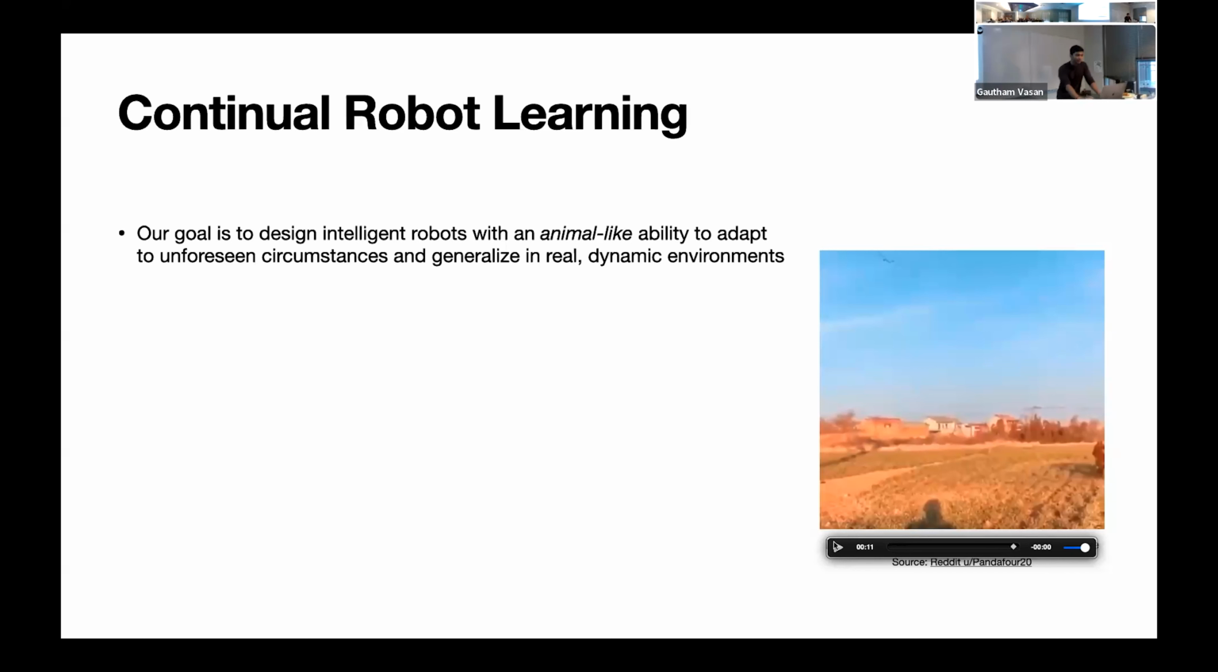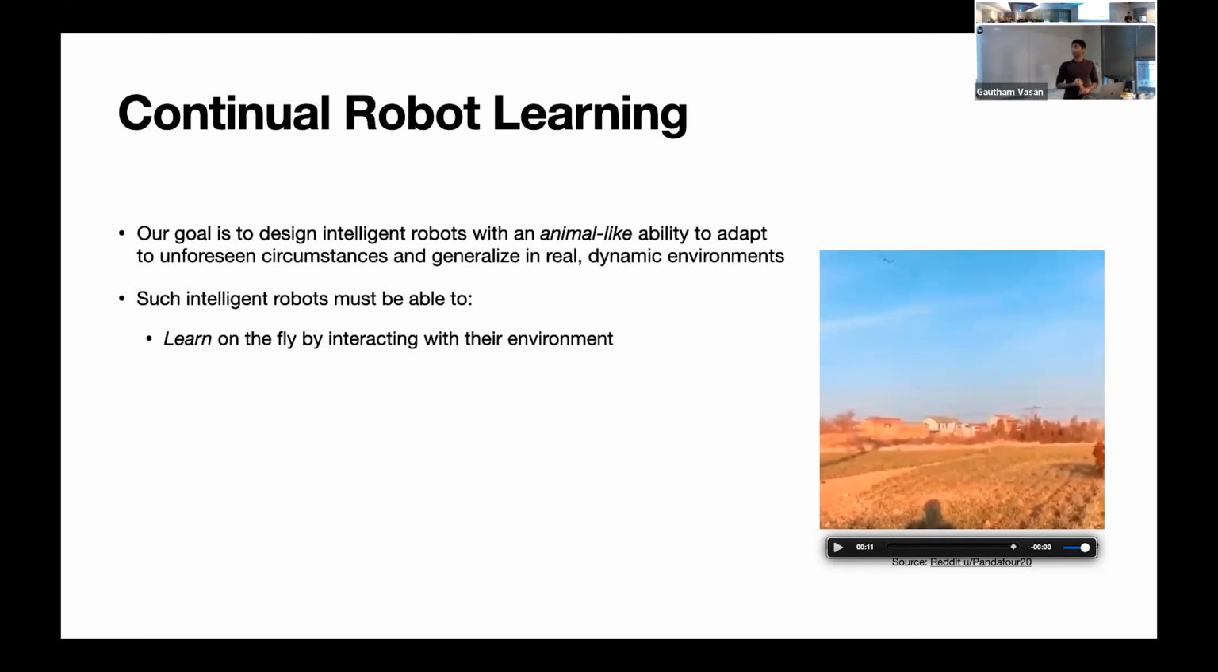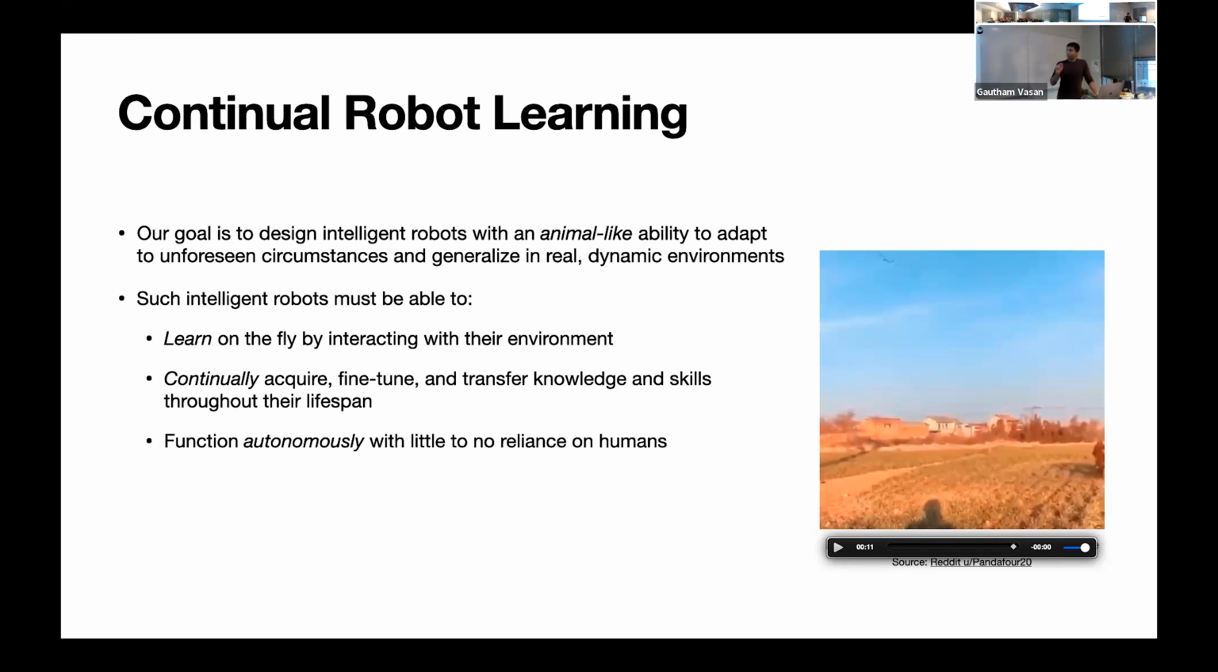So when we think about intelligent robots, I'm not talking about some extreme gravity-defying stunts, but even if we are thinking about intelligent robots which are functioning among us in the real world, they must be able to first learn on the fly by interacting with their environment. They should continually acquire, fine-tune, and transfer knowledge and skills throughout their lifespan. They should function autonomously with little to no human reliance. They should be able to react in milliseconds to achieve their goal.